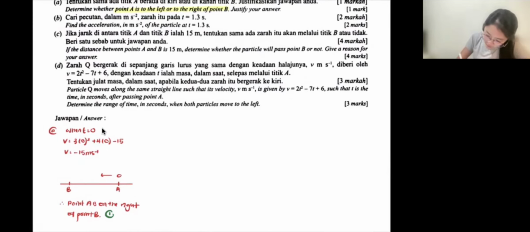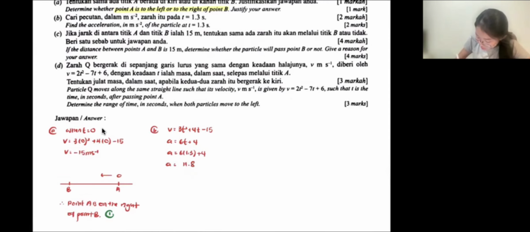Then part B. Find the acceleration when t is 1.3. All right, so let us get the acceleration equation first. Differentiate. So 6t plus 4. Then substitute 1.3. 6 times 1.3 plus 4. This is 11.8. Acceleration unit is meter per second per second.